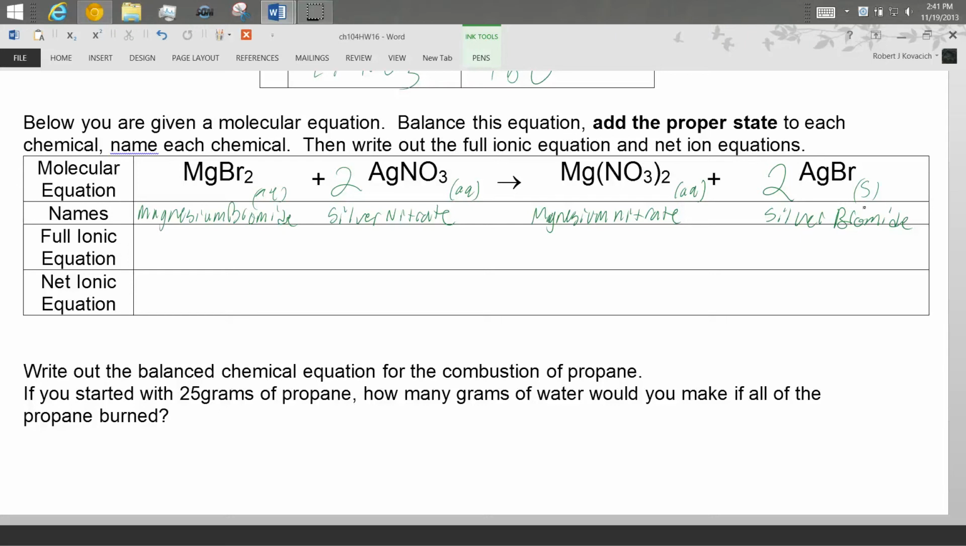Okay. So now, what's the full ionic equation look like? Mg 2+ aqueous plus 2 Br- aqueous. Now it's really important that you write 2 Br- instead of what? Br2, because the 2 Br- means 2 bromide ions independent of each other, and the Br2 means one molecule of bromine, of 2 bromine atoms that are stuck together with a -1 charge, which is not what's going on here.